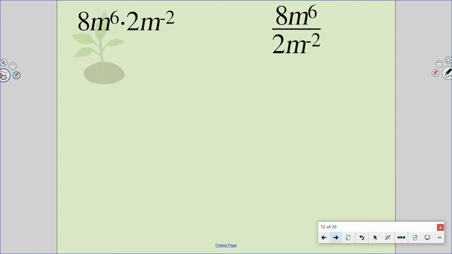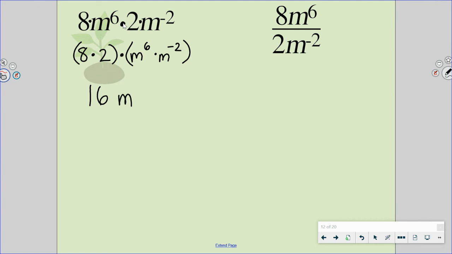Now, we know that when multiplying any products, you may change the order and get the same product. So what if I change the order to put the m's right next to each other, to put the coefficients right next to each other? Shoot, I could even change the association with the associative property. 8 times 2, 16. When multiplying two powers of the same base, I can simply add the exponents. So 16 m to the 4th power.